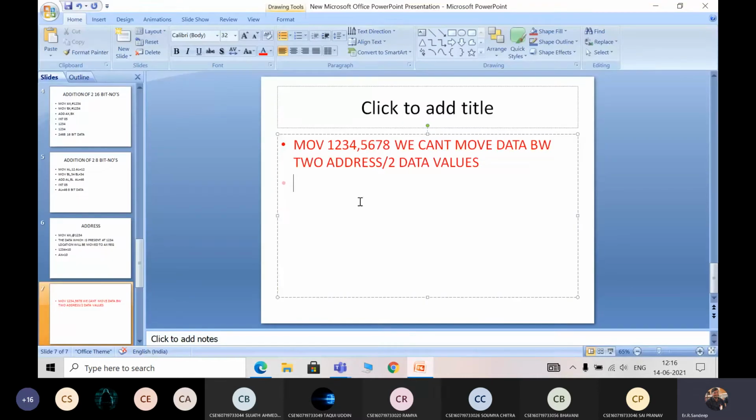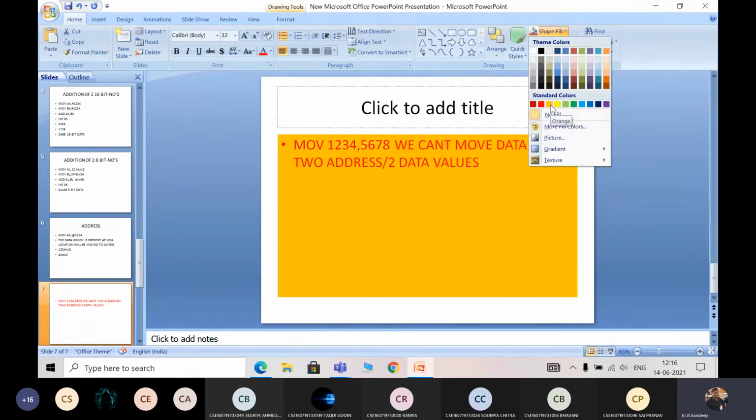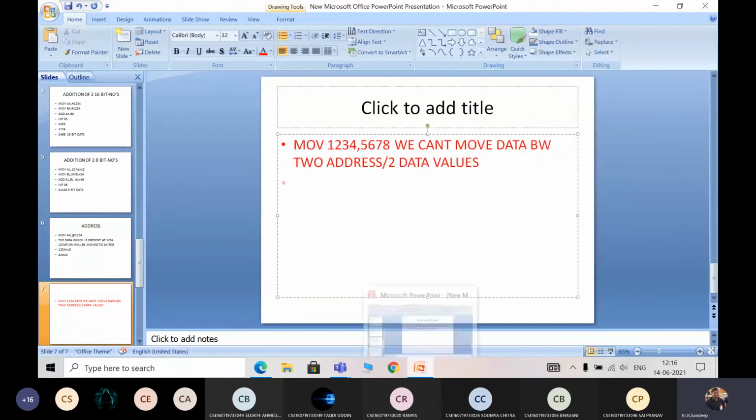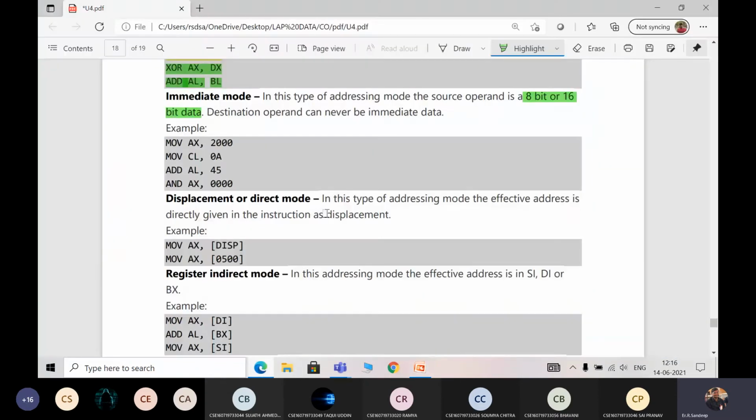So this is an example for that. You cannot use it like this. You cannot use it like this. If you are making use of it, then again it will be canceled. It will be treated as an illegal operation. So the destination operand can never be an immediate data. These are the typical examples for that, and you can go with the examples.